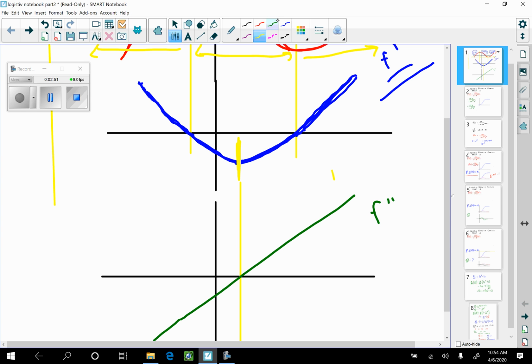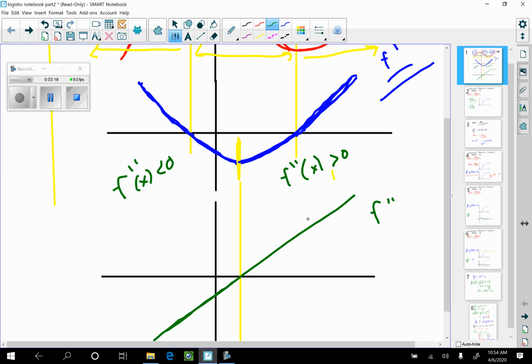So on this interval, what do I know? Since this is F prime, F double prime of x is going to be less than 0 right here, as it is down here. This is where F prime is decreasing. And from this point forward, I know that F prime is increasing. What does that tell me? That tells me that F double prime is greater than 0, as of right here.